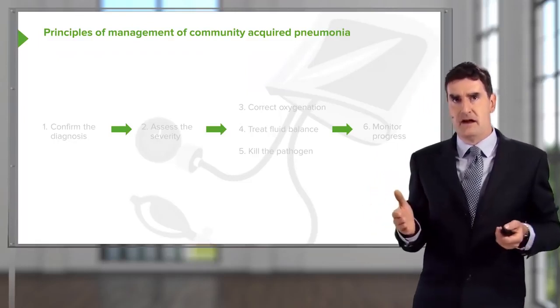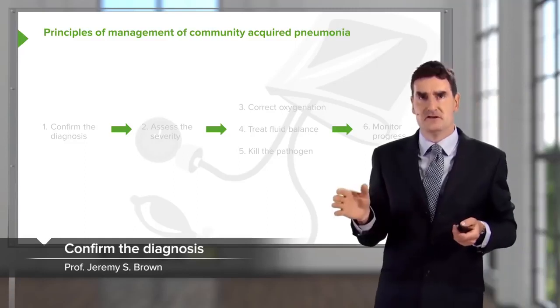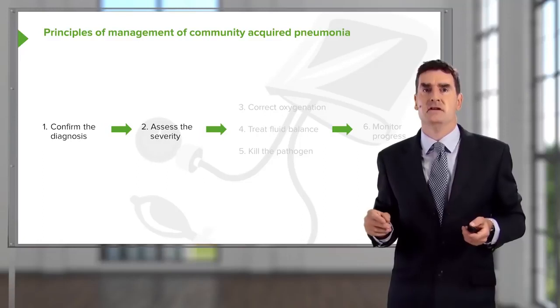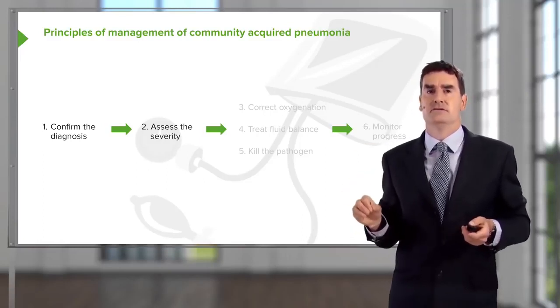So what are the principles of management of somebody who's presenting with what seems to be a community-acquired pneumonia? Well, first of all, you need to confirm the diagnosis. Then you need to assess the severity, and then you need to think about treatment. And that has three main components to it.